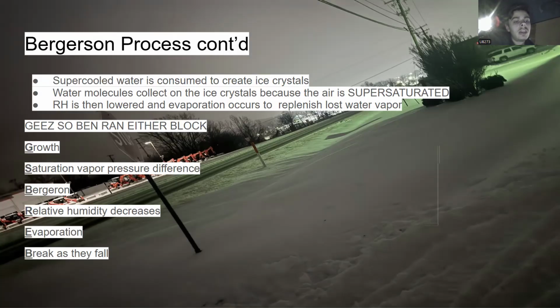Once again, we have growth occurring, then we have a saturation vapor pressure difference. We have the Bergeron process occurring, relative humidity decreases, and then evaporation occurs to replenish the lost water vapor, and then the ice crystals break as they fall, creating snowflakes.